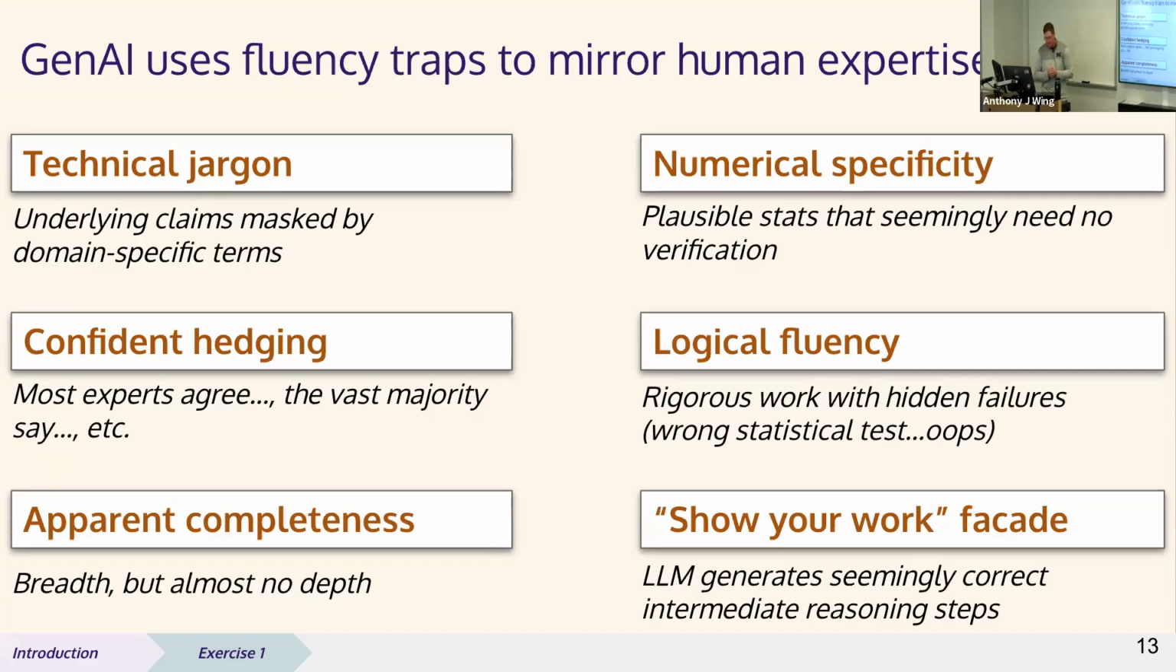There's also this idea of logical fluency, right? So it puts out so much so fast that there are a lot of hidden failures that you won't ever detect because most of it looks really, really good. And that kind of goes to this apparent completeness idea as well, where there's a lot of breadth, right? So it hits on a lot of different topics, but it doesn't really ever give you that expert level on most of the things. You really have to dig deep. You have to ask the questions to guide it to get those expert outputs.